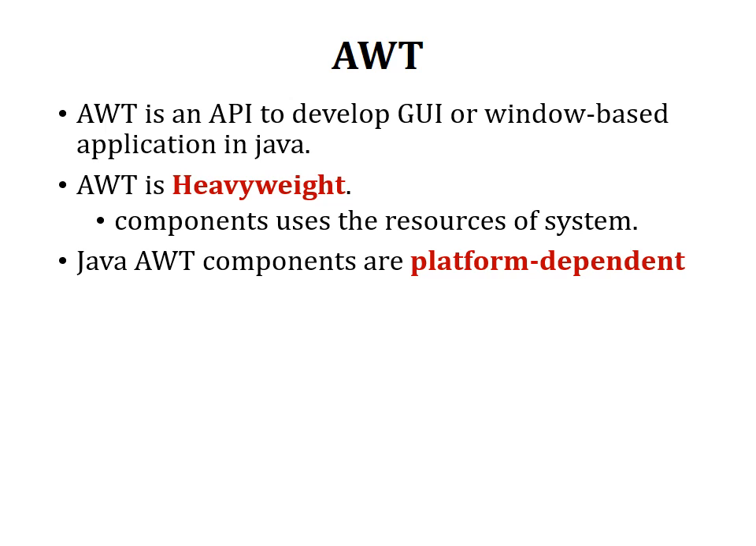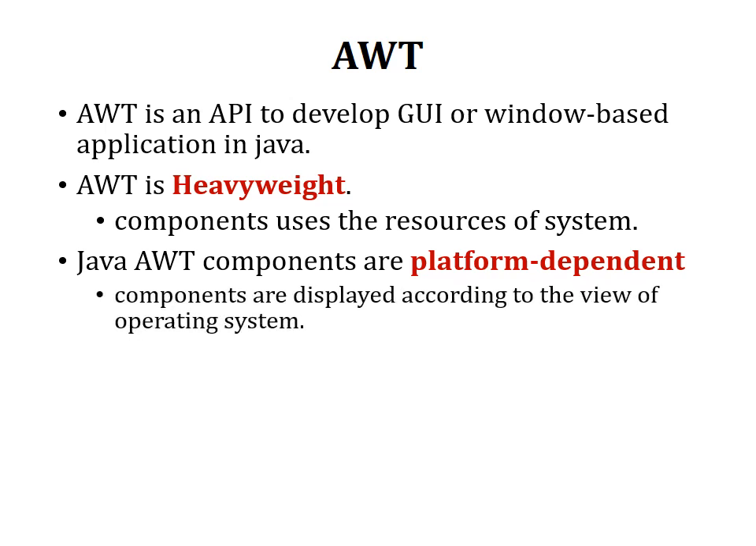We have seen that Java is platform independent, but when we use AWT components, it becomes platform dependent as the components are displayed according to the view of the operating system. So the look of your program or GUI will depend on the operating system being used. If you are using Windows, it will get the look of the Windows display, with buttons, windows and various components looking operating system dependent.